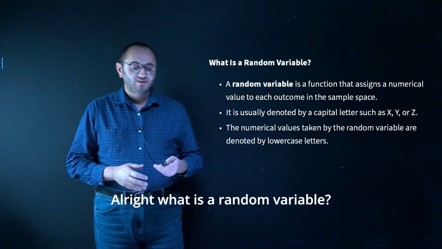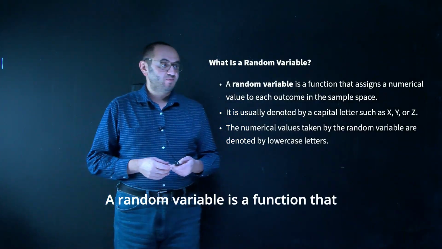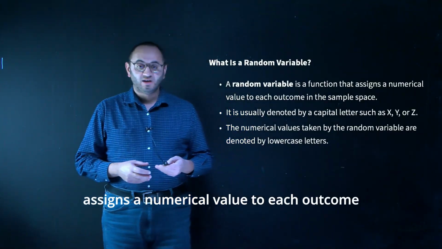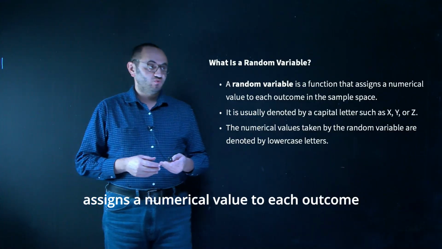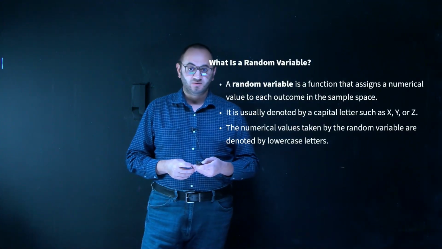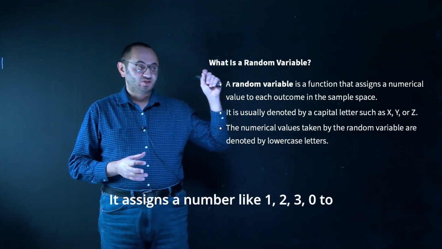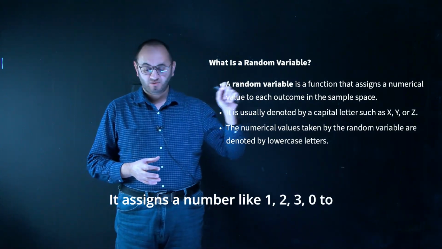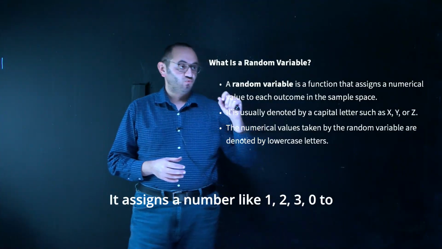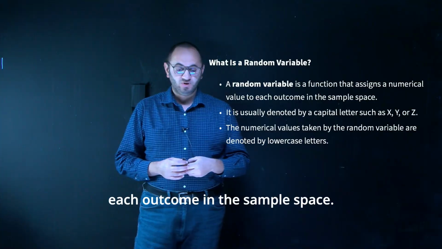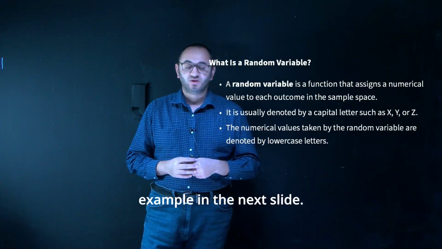What is a random variable? A random variable is a function that assigns a numerical value to each outcome in the sample space. So it's kind of a function. It assigns a number like 1, 2, 3, 0 to each outcome in the sample space. I will give you an example in the next slide.